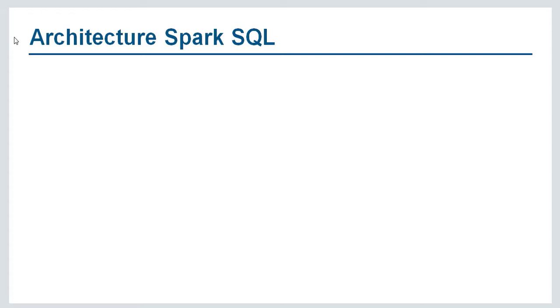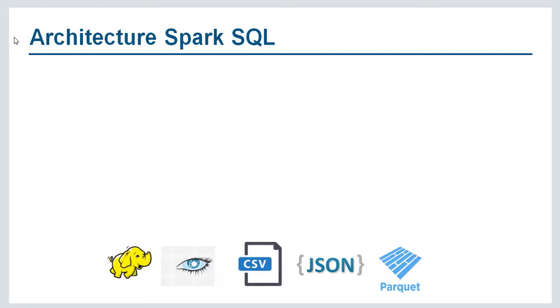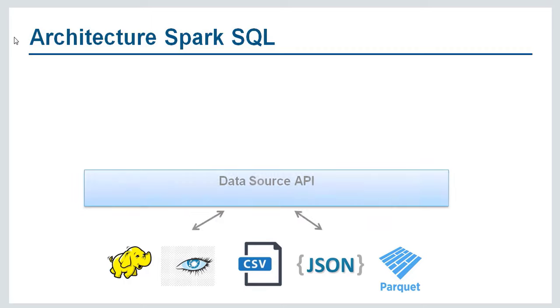So let's talk about the architecture of Spark SQL. We may have data in a variety of file formats. We may have data in CSV format, or JSON format, or Parquet format. Spark SQL architecture provides a component called the Data Source API. The Data Source API has the capability to read data from a variety of file formats.